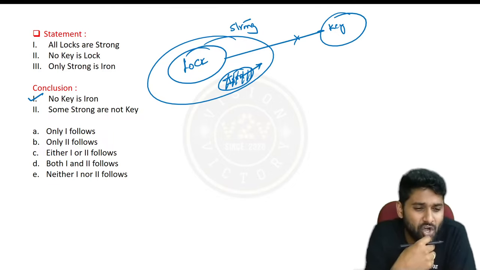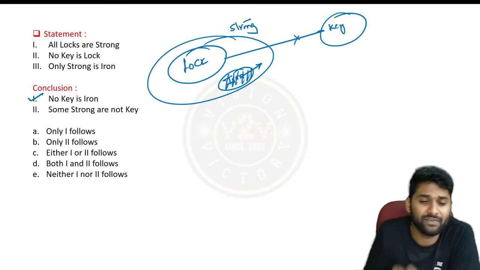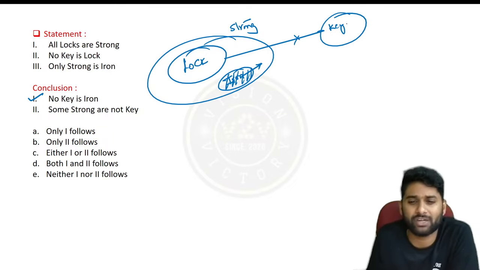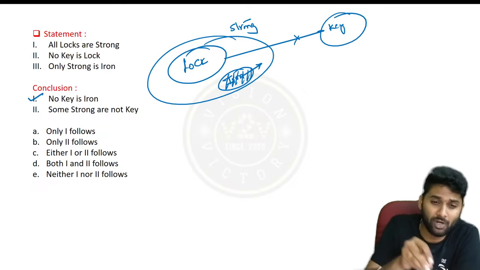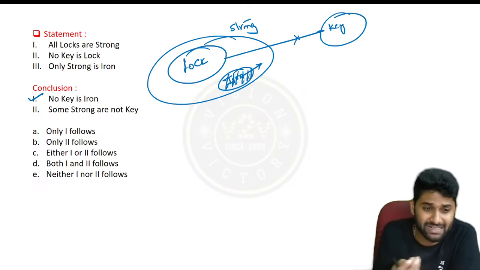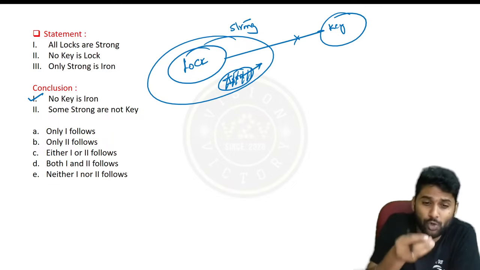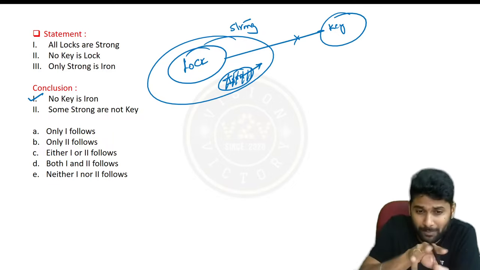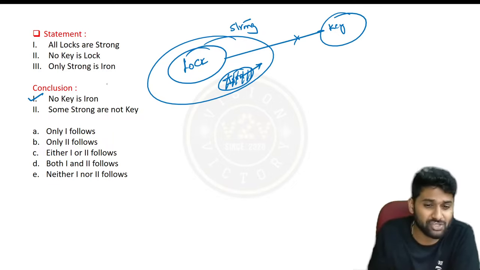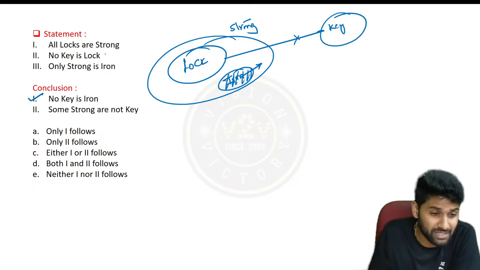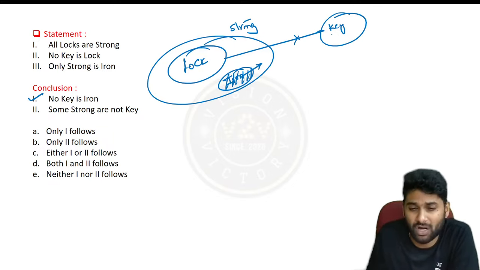Second one, some strong are not key. Guys, some strong are not key. We cannot assume all strong into the key. Why? Because lock belongs to the strong and iron also belongs to the strong. If these two objects belong to the strong, we cannot place entire strong into the key, because you are violating the conclusion. So you are violating statements 2 and 3. That's why we cannot take all strong are not key.